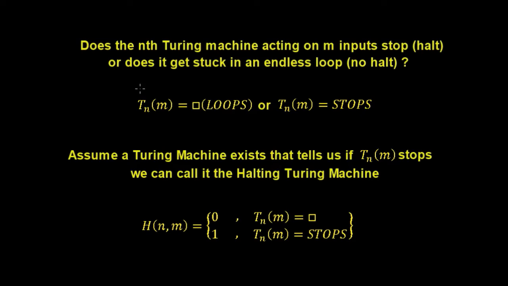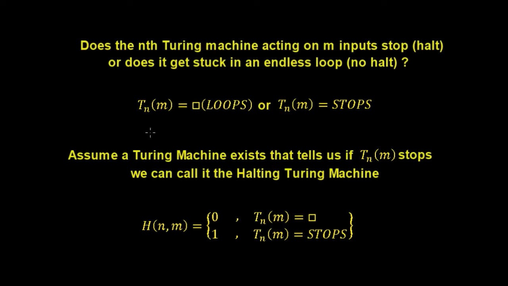So we're looking for the T subscript nm, that's the nth Turing machine acting on the m inputs, and we want this Turing machine to tell us whether all other Turing machines will actually loop, and we can put a little square box to mean looping, or whether they stop. Okay, so it's just a magic algorithm that tells us whether all our other algorithms will actually stop and give us an answer, or whether they'll just get stuck in an endless loop.